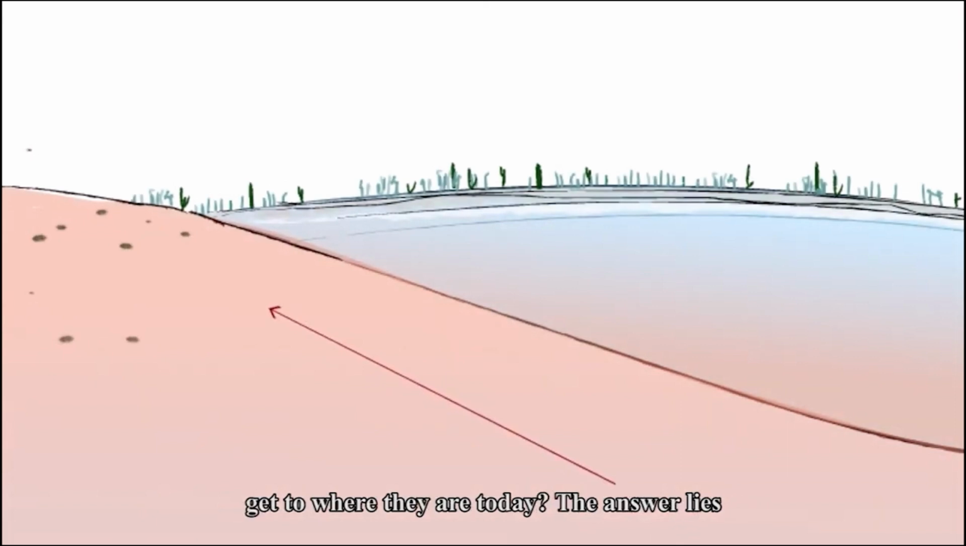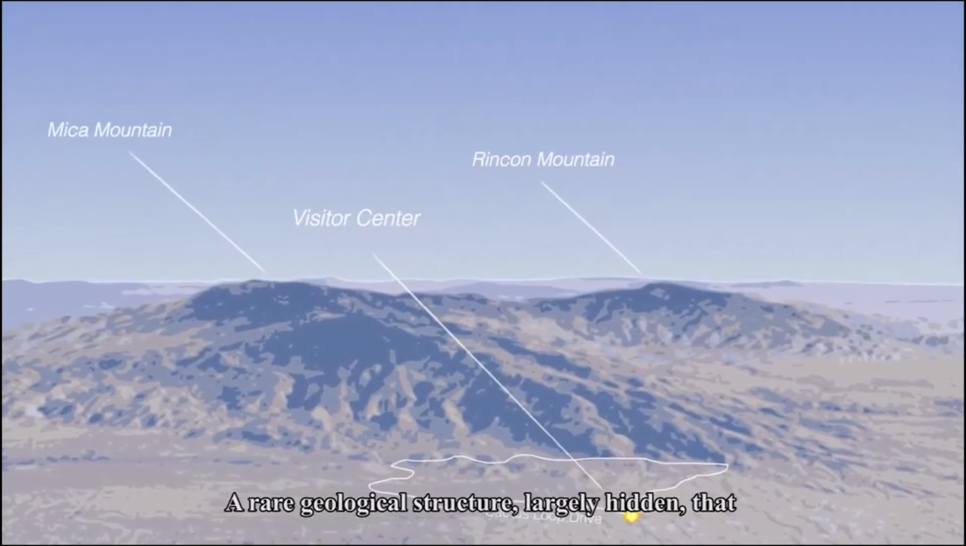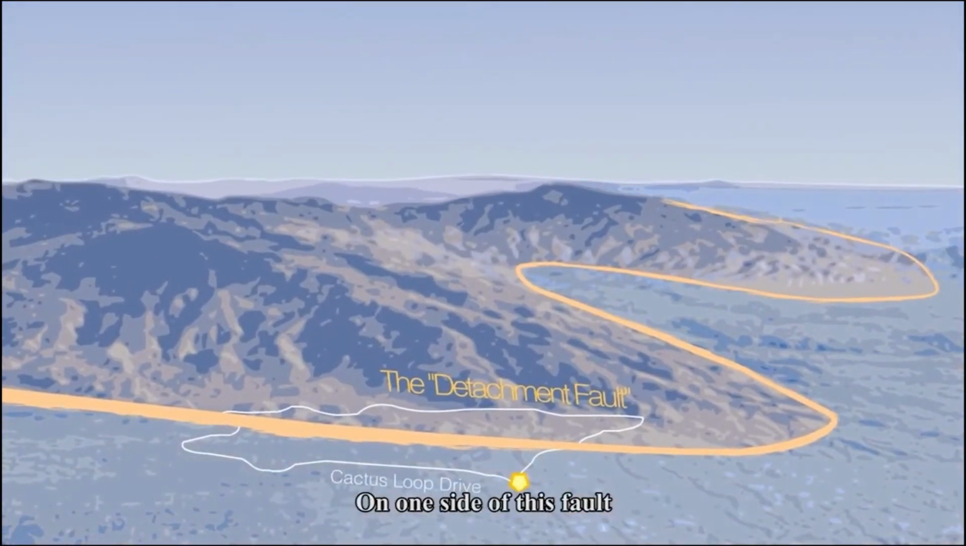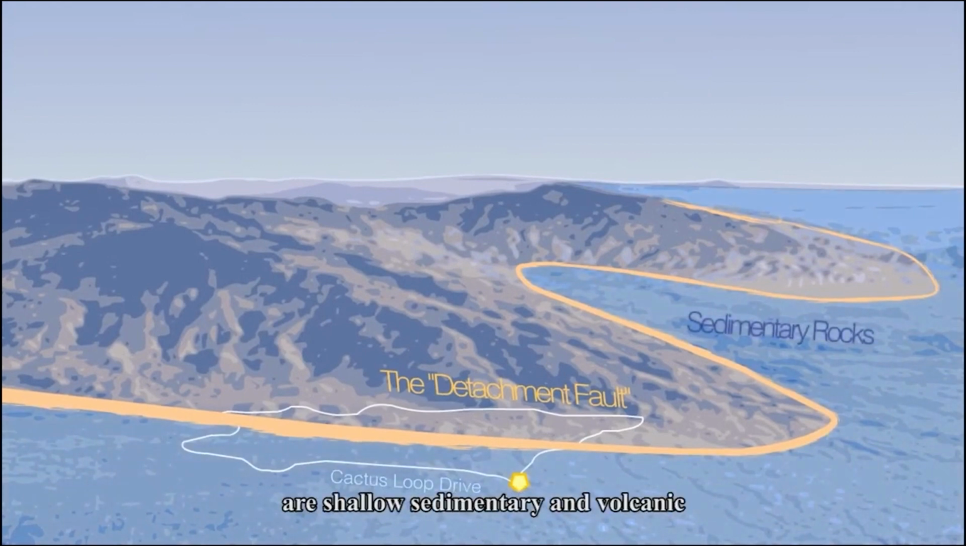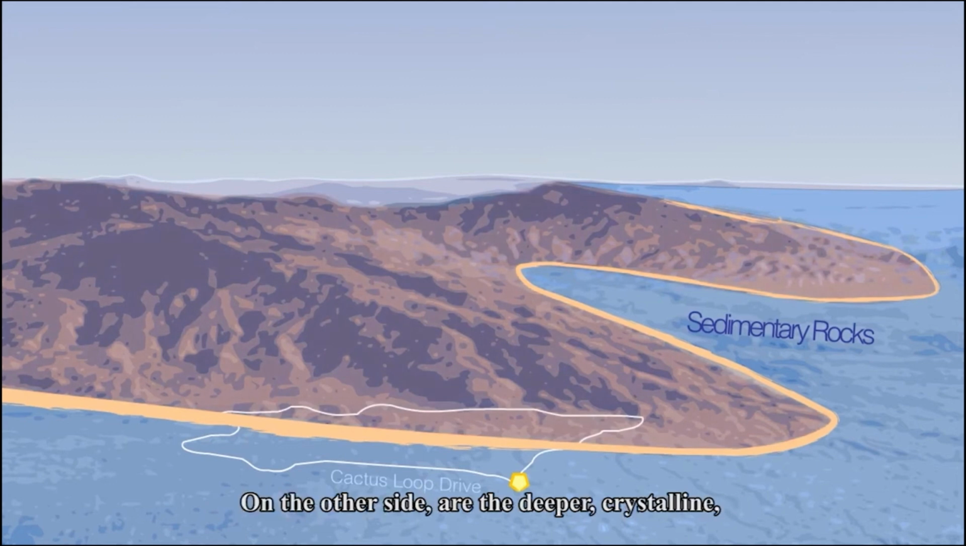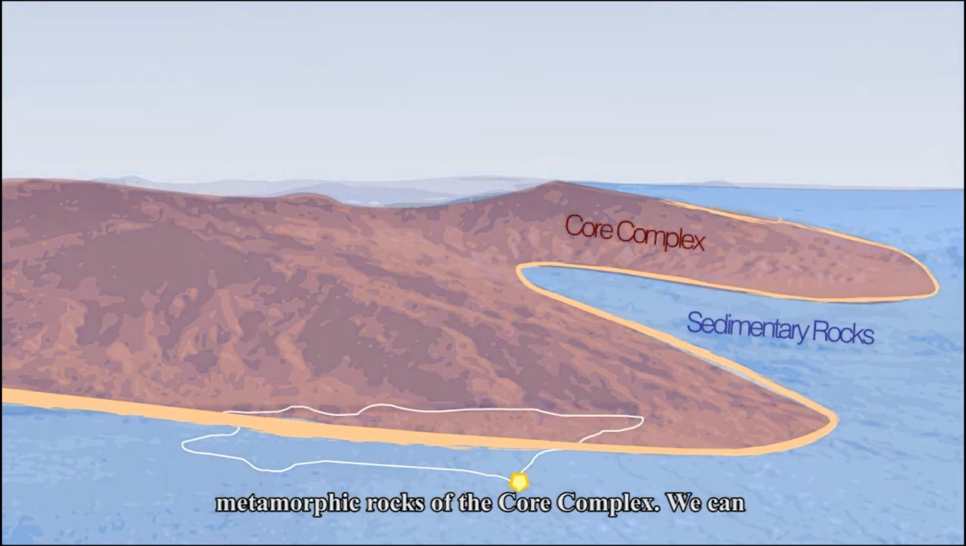The answer lies in the Catalina Detachment Fault, a rare geological structure, largely hidden, that snakes its way through Saguaro National Park. On one side of this fault are shallow, sedimentary, and volcanic rocks that were originally deposited on the Earth's surface, like the rock layers of the Grand Canyon. On the other side are the deeper, crystalline, metamorphic rocks of the core complex.